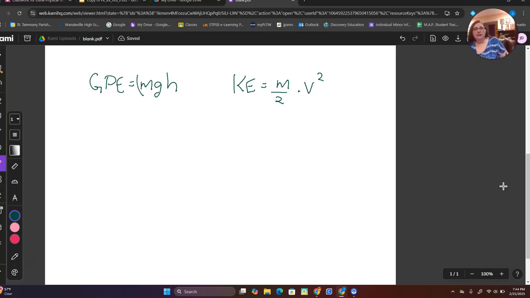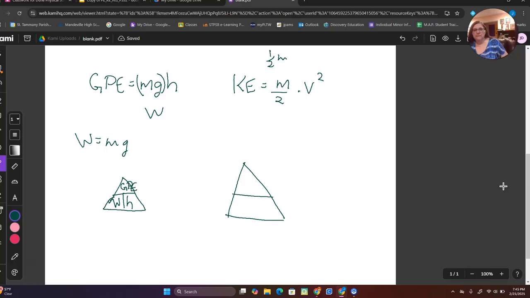Now we can take this and squish it together into our weight. All right, so we have, remember, weight is mass times gravity, acceleration due to gravity. And here I took the 1/2 m and I just kind of squished it together. So if we wanted to, we could make one of these triangles for both of these. All right, we've got on this one, we're multiplying our weight times our height, and that's going to give us GPE. All right, don't have enough space there. And then on this one here, we are multiplying mass over 2 times v squared to get our kinetic energy.